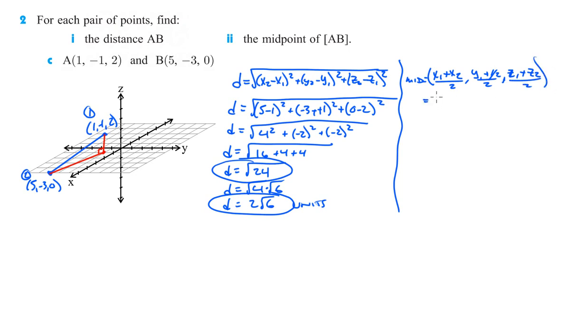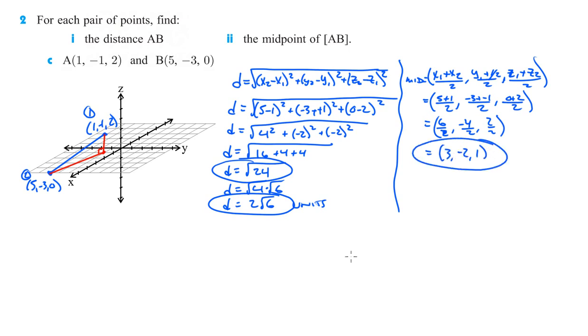So in this case, we get our x's. We will do 5 plus 1 over 2, negative 3 plus negative 1 over 2, and 0 plus 2 over 2. All right, so that gives us 6 halves, negative 4 halves, and 2 halves, which is simply 3, negative 2, and 1 would be our midpoint for that.